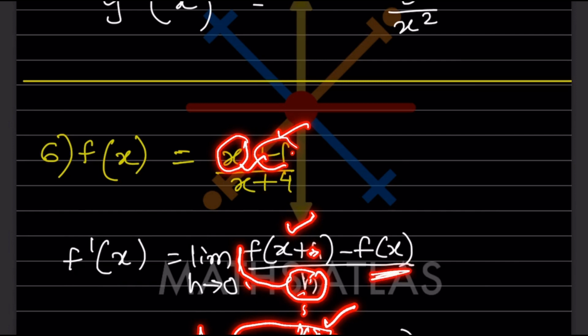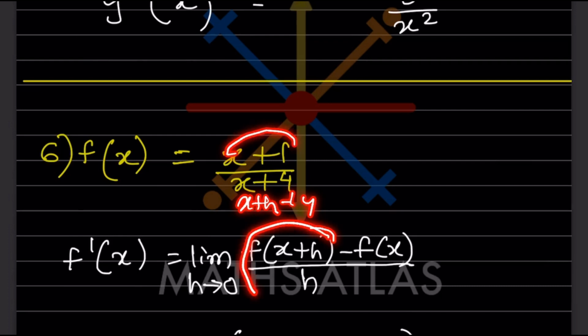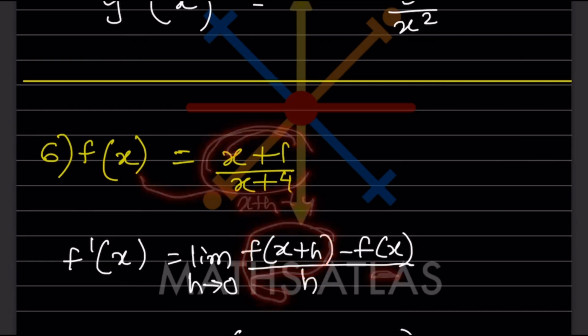And here, what are you going to write? Sorry, for this one, the denominator. Again, here you are going to put x plus h plus 4. So this is the denominator. So this part is done. Now you will think about f of x. So f of x means this whole thing you are going to write over here.